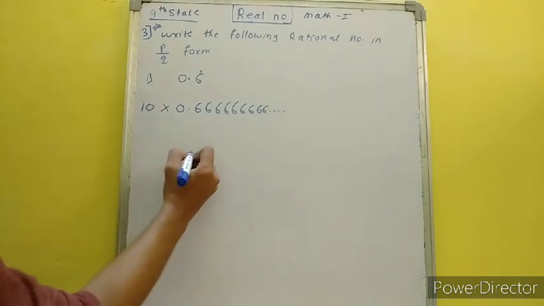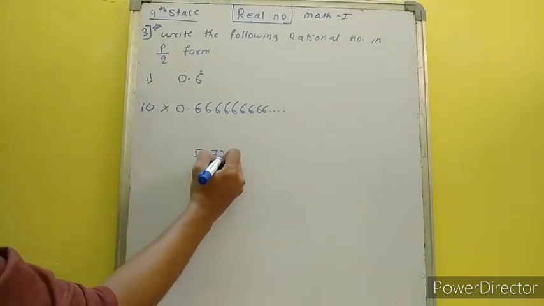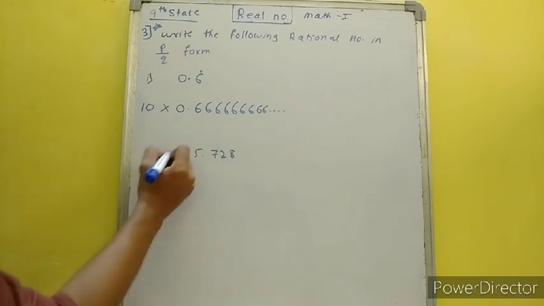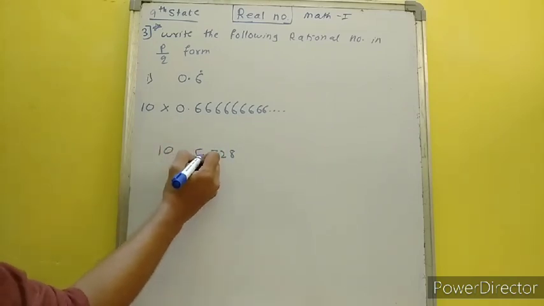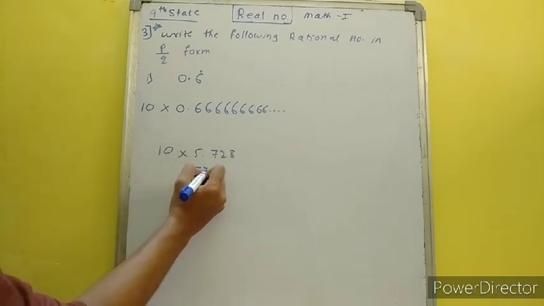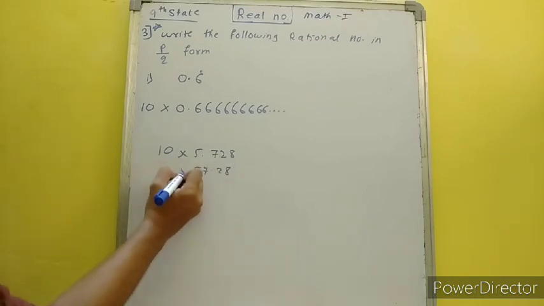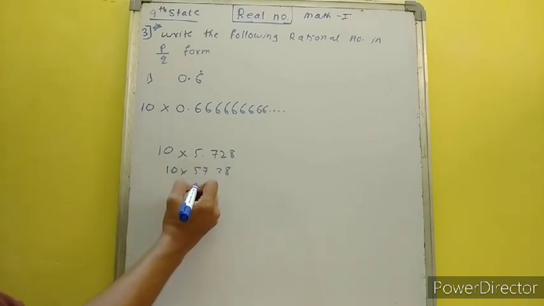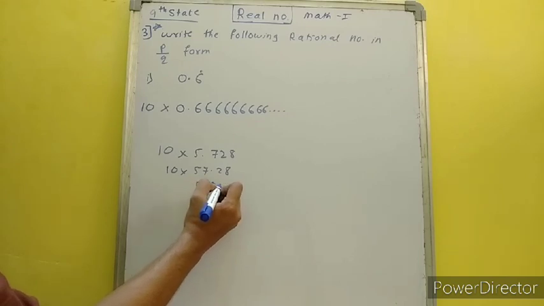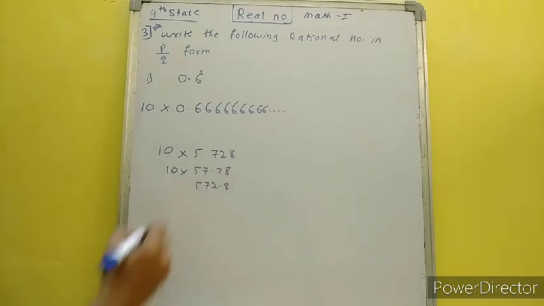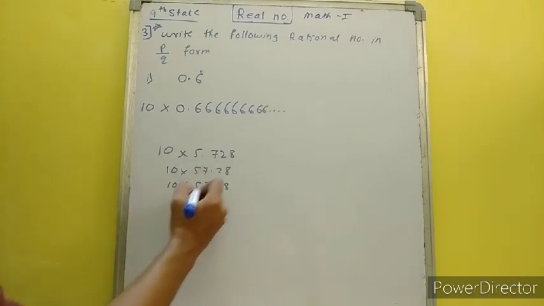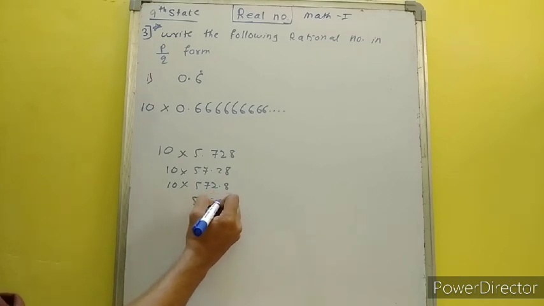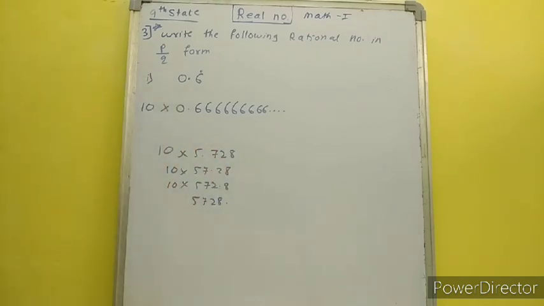You know now, see, if we have 5.728, if I multiply this by 10, the point gets shifted and we have 57.28. Again, if I multiply this by 10, the point will get shifted, we have 572.8. Again, if I multiply by 10, again the point will be shifted, 5728. Okay, got it?